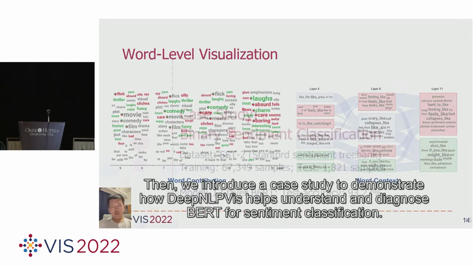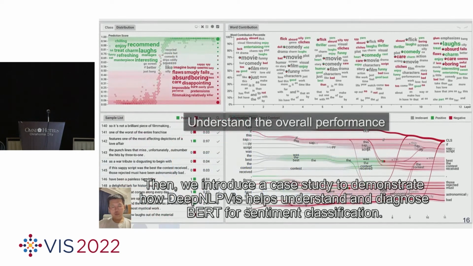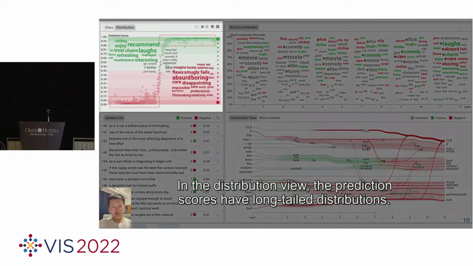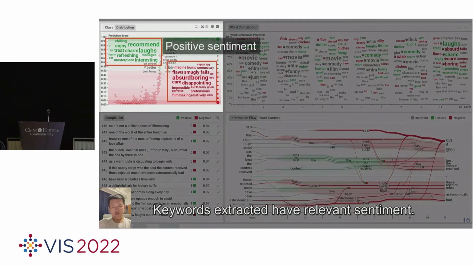Then, we introduce a case study to demonstrate how Deep NLP Viz helps understand and diagnose BERT for sentiment classification. In the distribution view, the prediction scores have long-tailed distributions. Samples with low confidence are horizontally closer. Keywords extracted have relevant sentiment.